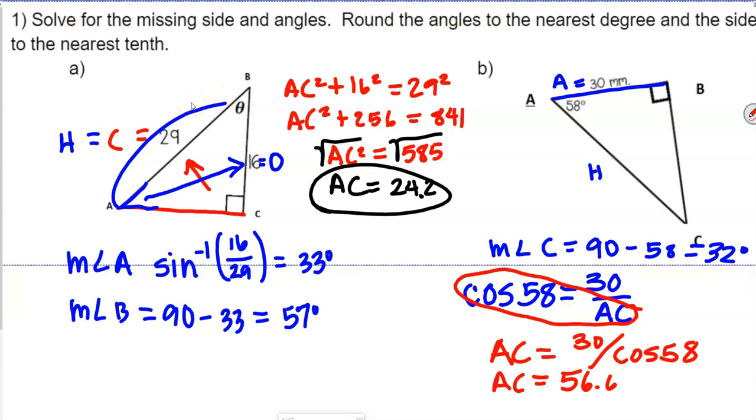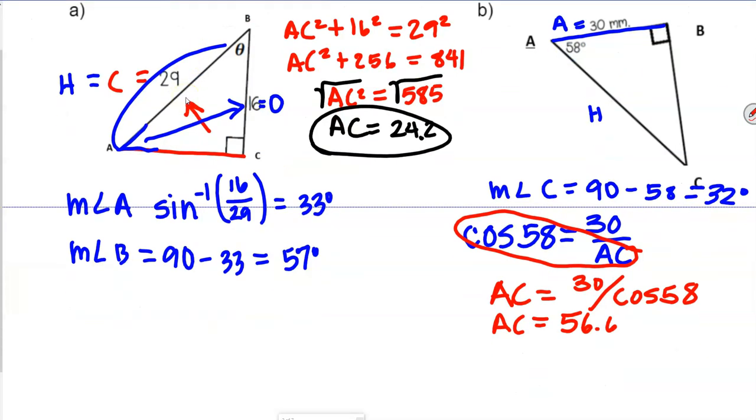Now, there's two ways I could solve for BC. I could use A squared plus B squared equals C squared. Or I could use another ratio, okay? Doesn't matter which one you choose to use, okay? But what I'm going to do, because we just solved for our hypotenuse, right? So now this is our C, yes? So I'm going to do 30 squared plus our BC squared is equal to our hypotenuse squared, which is 56.6, okay?